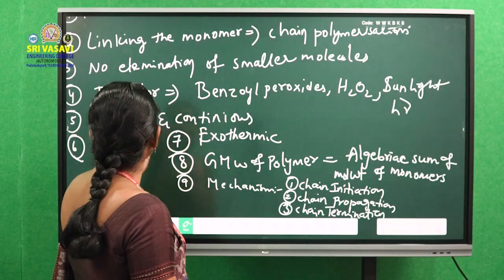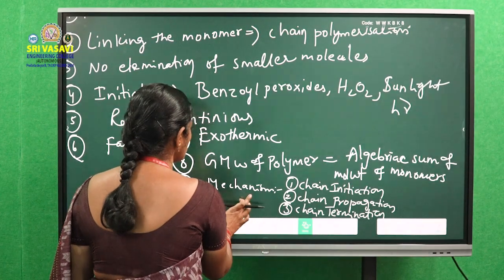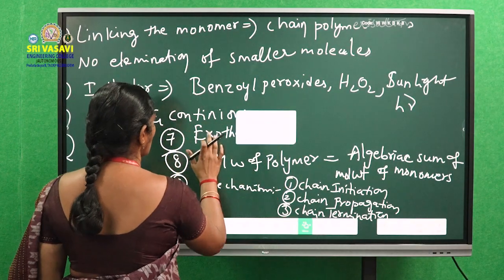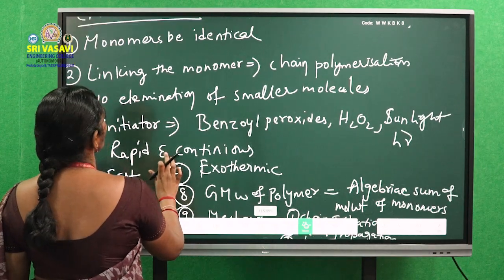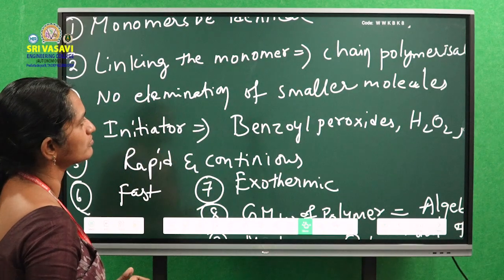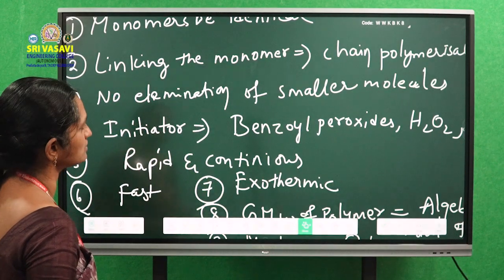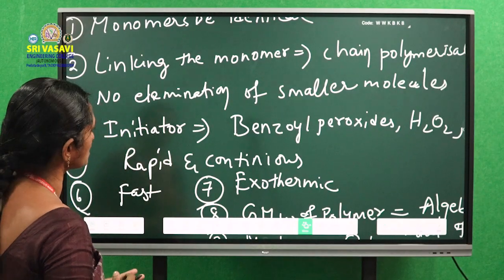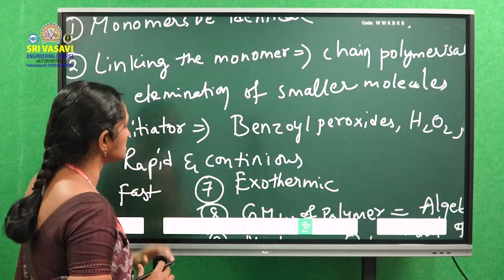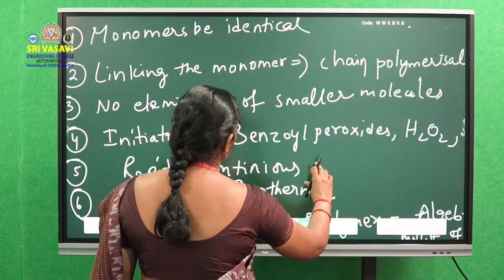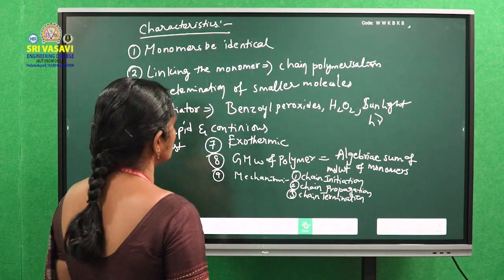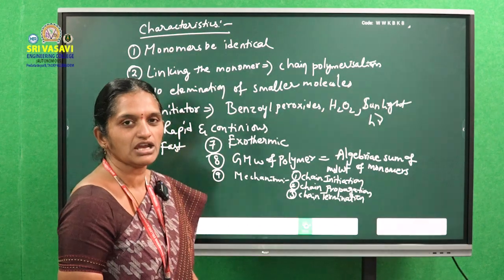So these are the different characteristics of addition polymerization. What is the first one? I have written that the monomers should be identical in nature. Linking the monomers, therefore we call it chain polymerization. No elimination of smaller molecules takes place. It takes place in the presence of peroxides. It is rapid and continuous, and the gram molecular weight is always the algebraic sum of the monomers involved in it. These are the characteristics of addition polymerization.